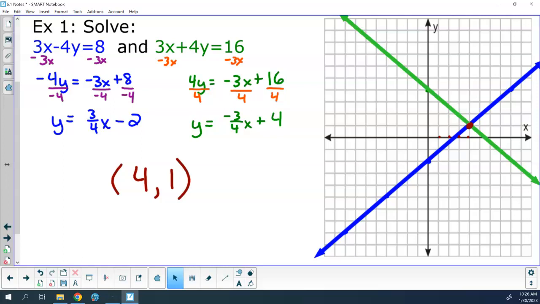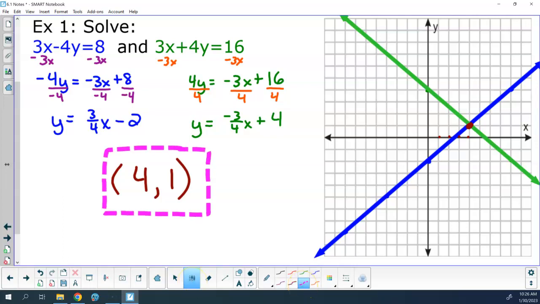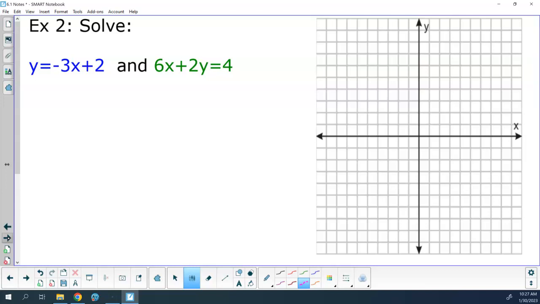12 plus 4 is 16. It checks out in the green line. So the graph and the solution of what the actual point is would be my answer. Not one or the other, both. Have to have the graph, have to have the actual point of intersection. Questions, comments, concerns, clarifications? Okay. With that being said, then you try number 2.